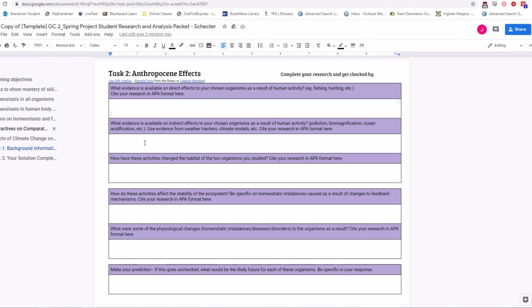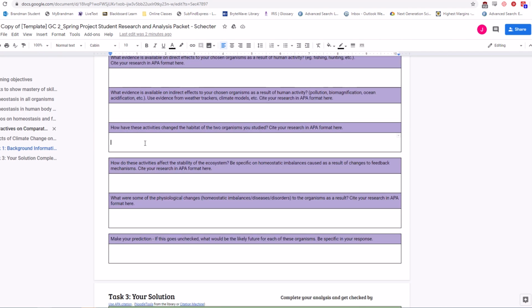Indirect: I have this big coal production plant and I dump all my waste in the river, and that poisons the water, and that poisoning of the water kills endangered fish. That was an indirect impact. Cutting down the trees, direct impact. The air pollution, indirect impact. So you're just looking at your ecosystem and your organisms and seeing how humans are directly and indirectly impacting them.